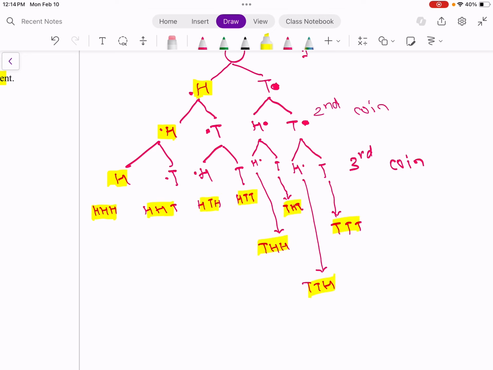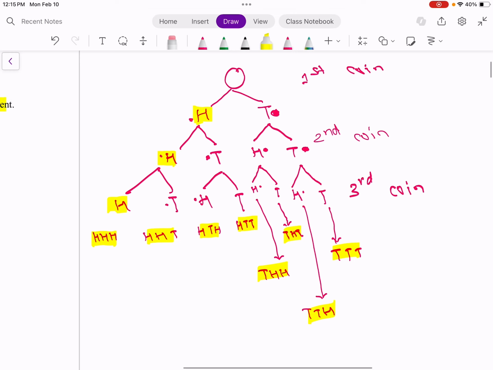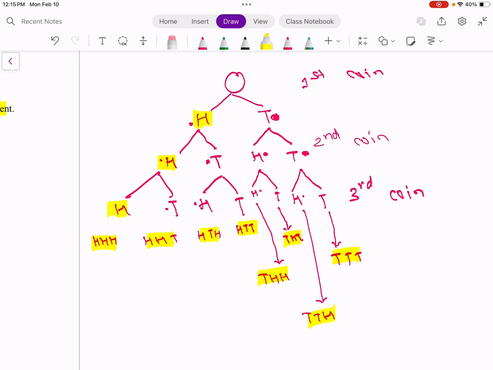So these are the sample points for this experiment, tossing a 3 coin experiment. So when we toss a 3 coin, these are the outcomes that we will see, and these are the sample points. Does anyone have any question here?